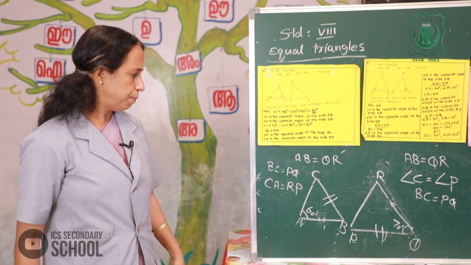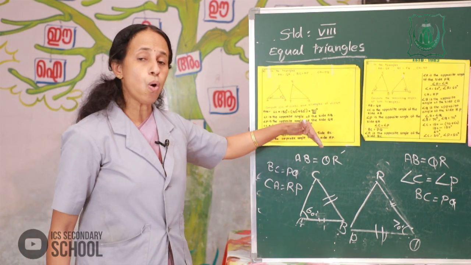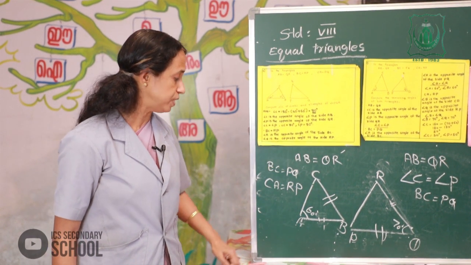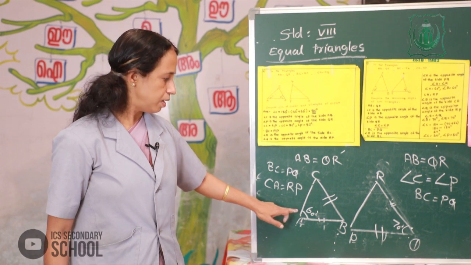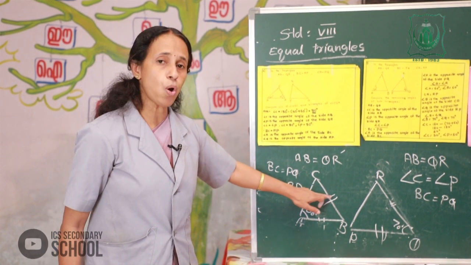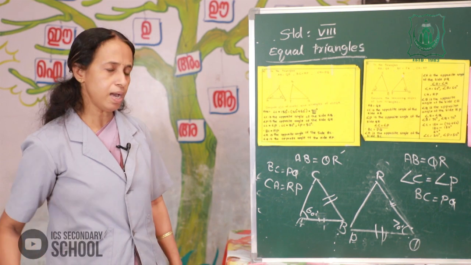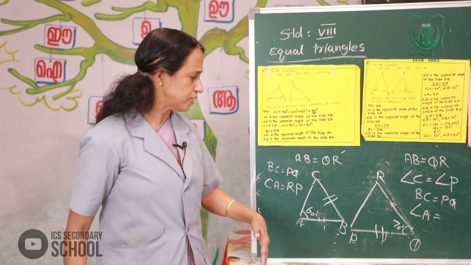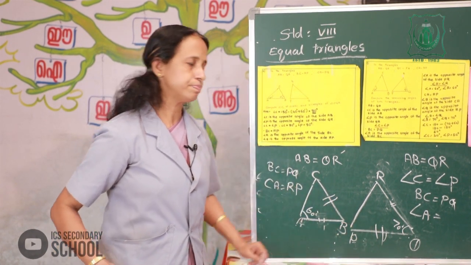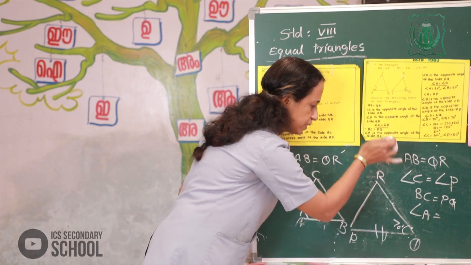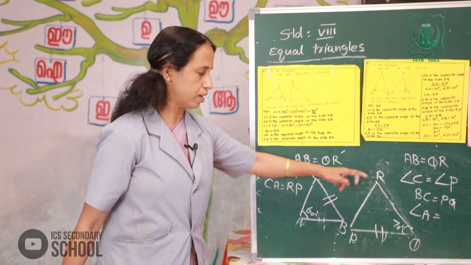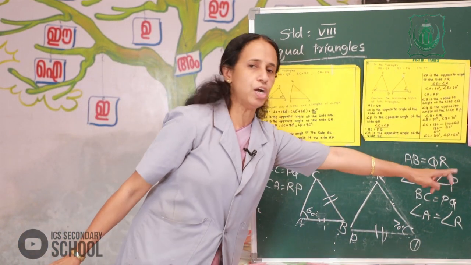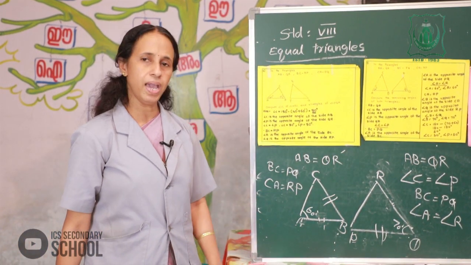Which angle is the opposite angle of the side BC? Angle A. Which angle is the opposite angle of the side PQ? Angle R. So we can write angle A equal to angle R.